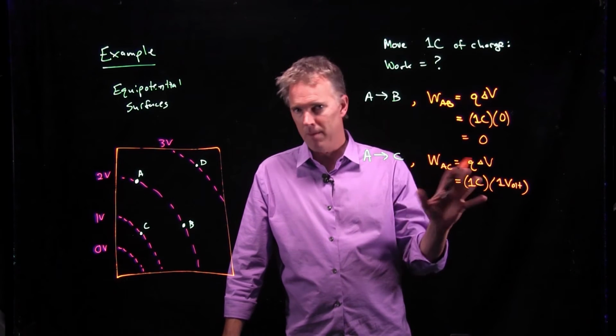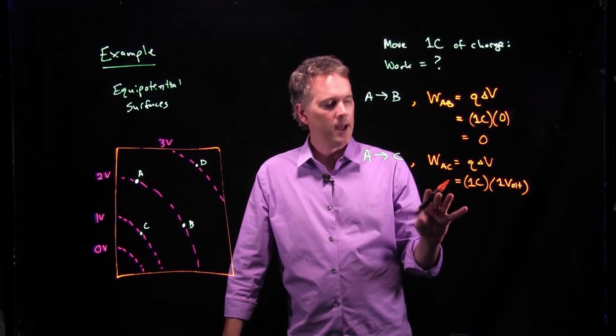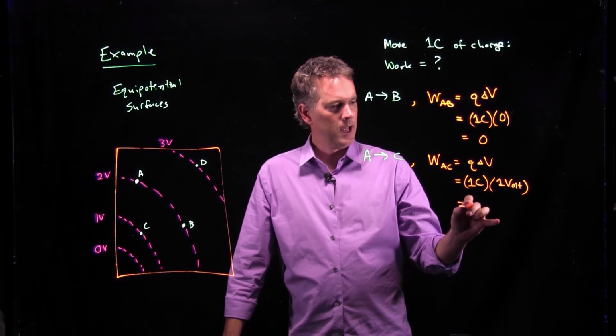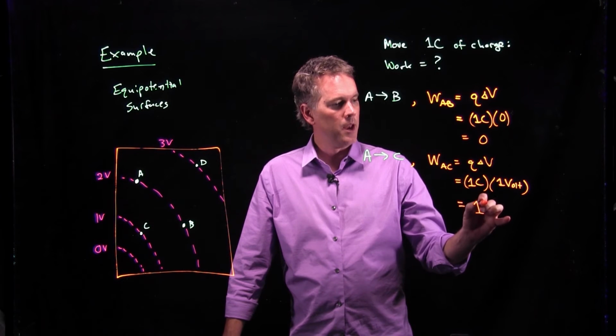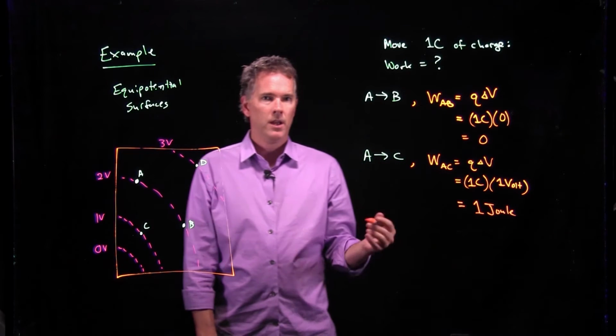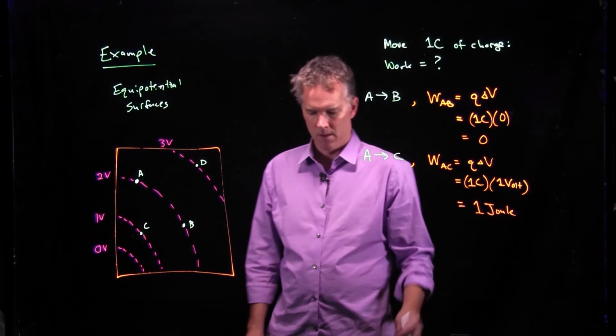And let's not worry about positive or negative here. Let's just worry about how much work, the magnitude of it takes. And so you get 1 joule. A coulomb volt is a joule.